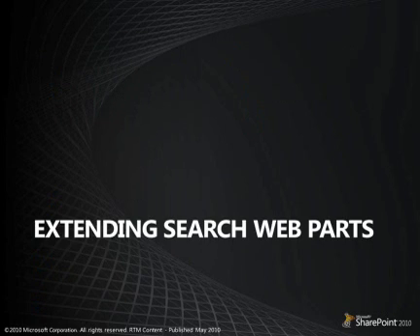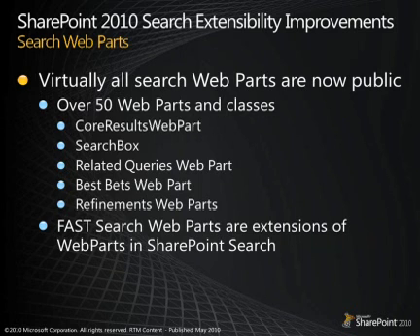So let's start by taking a look at the extensibility for the search web parts. As I touched on previously, in MOSS, some search web parts were sealed, which meant they couldn't be extended with your own classes through subclassing. This left you starting from scratch, writing your own web parts, which meant much of the functionality you may have wanted from the original web part was not immediately available to you.